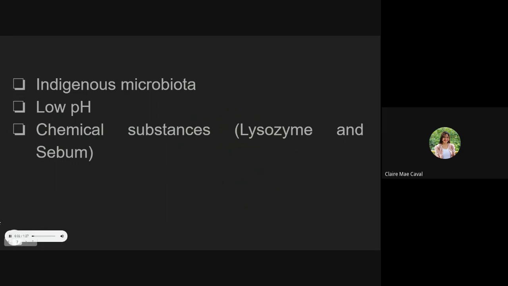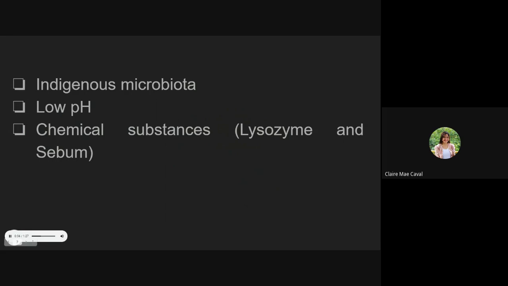So to maintain the homeostasis of our skin, you have your indigenous microbiota. Your indigenous microbiota were previously called your indigenous microflora and normal flora. Even until now, we are still calling this normal flora. These are bacteria that already live in your skin since before, to help maintain or balance the cells of our skin.